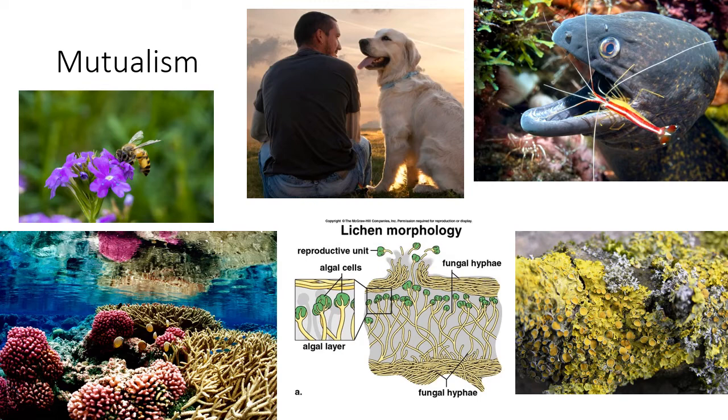A cleaning shrimp and, it looks like some kind of eel. I don't think it's a moray eel, but a cleaning shrimp and an eel. This cleaning shrimp is picking the little scraps of food between the eel's teeth. The eel is getting dental work. The shrimp is getting a free meal in the form of food scraps. The bee and the flower: bees transfer pollen from one flower to another.